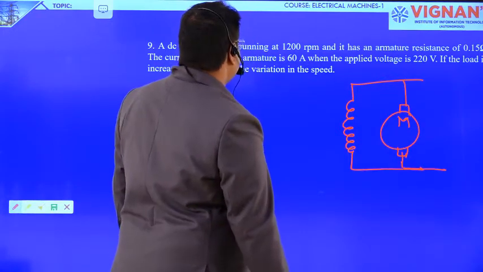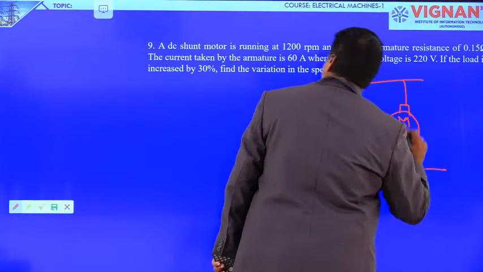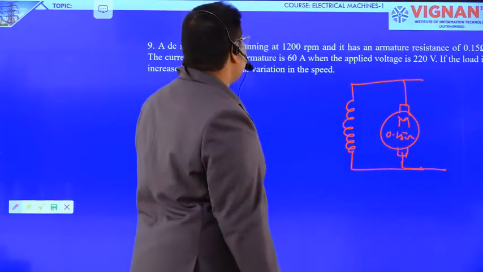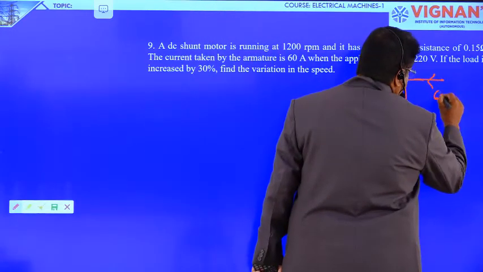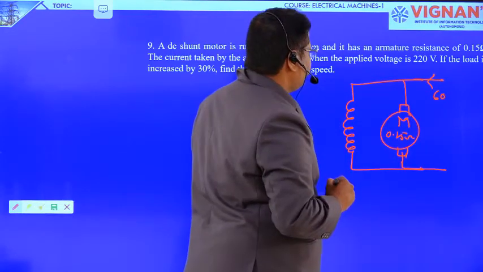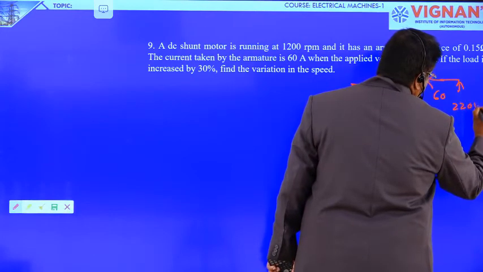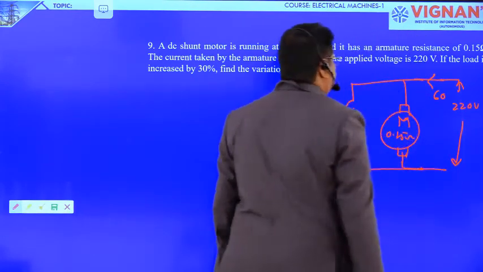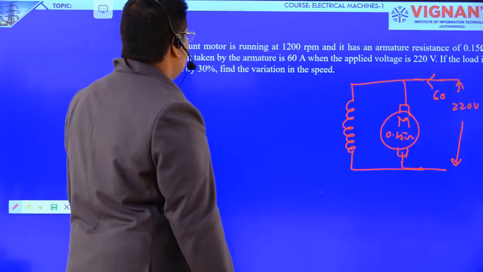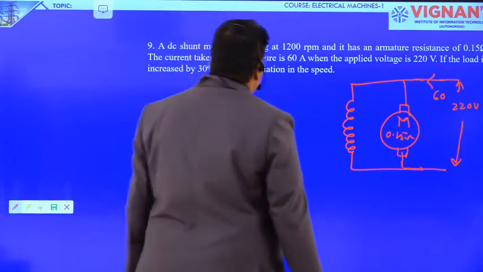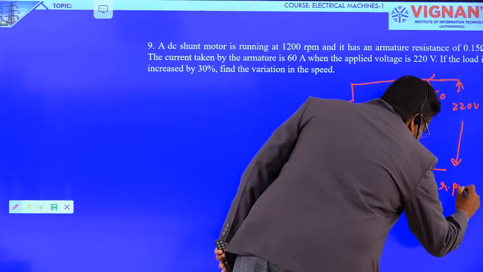The armature resistance is 0.15 ohm and the current taken by the armature is 60 amperes from the voltage 220 volts. And this motor is running at 1200 RPM in this case. First case.